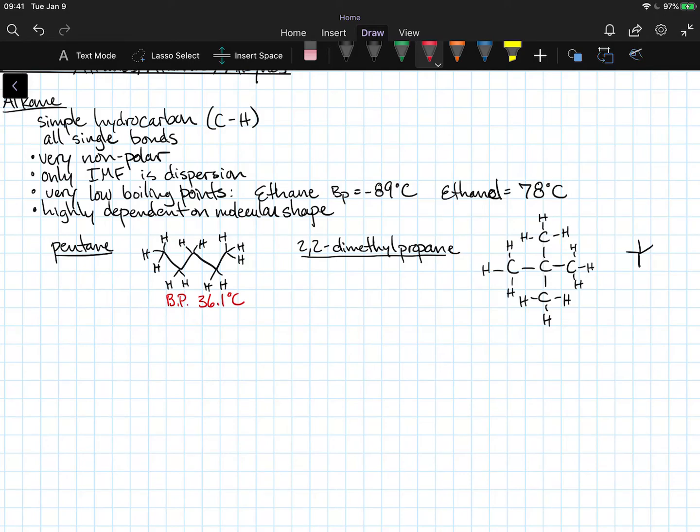Anyway, because of this smaller, compact, spherical shape, it doesn't have as much surface area. Its boiling point is much lower. It's only 9.5 degrees Celsius. So it doesn't seem like a whole lot. It's less than 20 degrees Celsius change, but in terms of just changing their dispersion forces, that is a big difference.